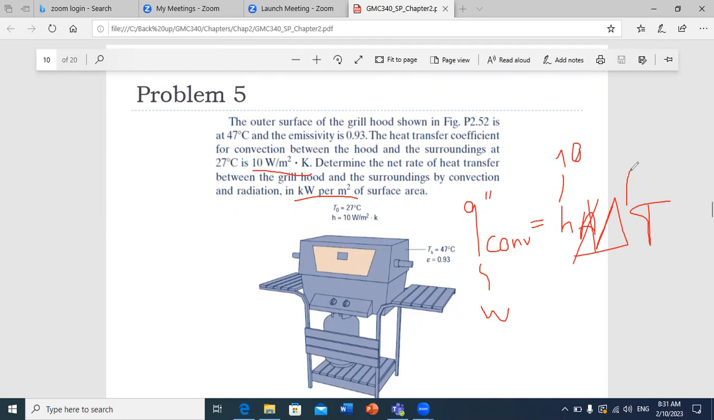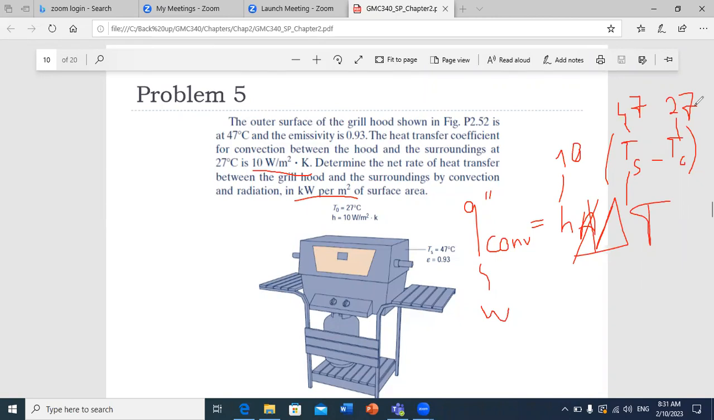For delta T, as I told you, delta T in degrees and delta T in Kelvin is the same. So you just have to do the difference of T surface minus T ambient, or T of air, which is here T0. Okay, so you have TS is 47 and T0 is 27. So this is for the convective flux.